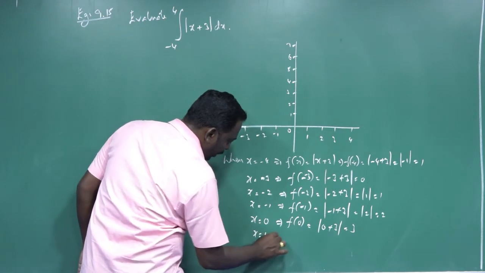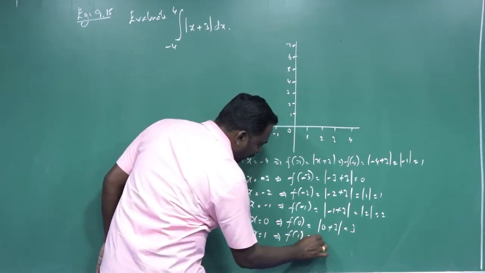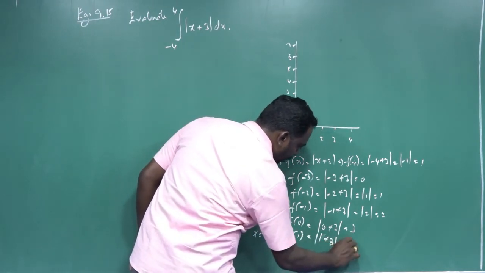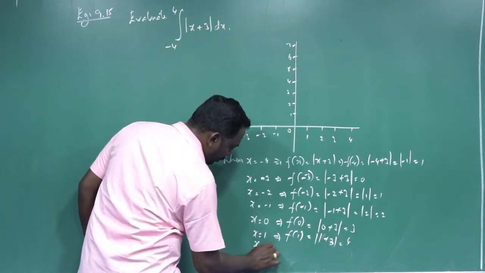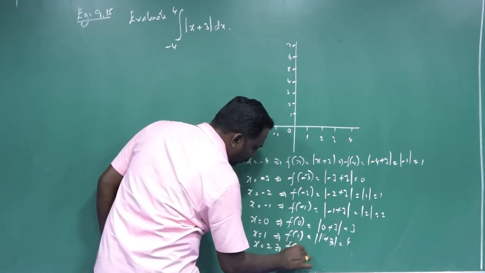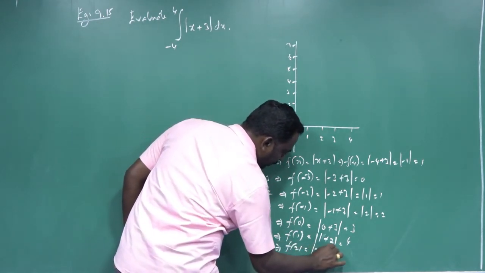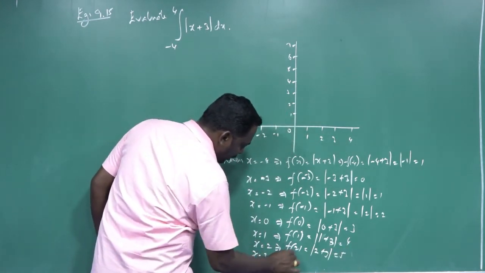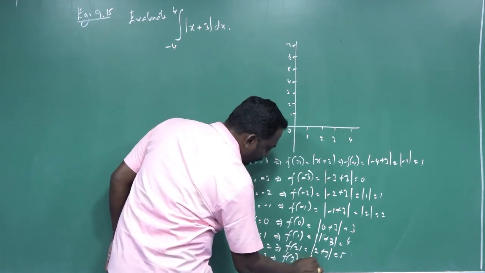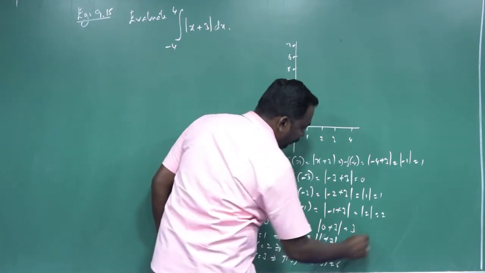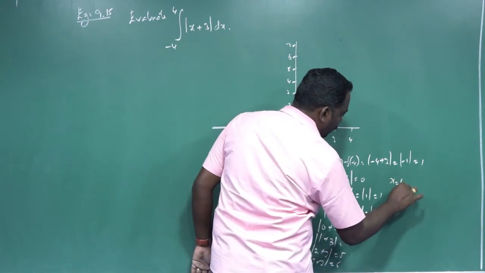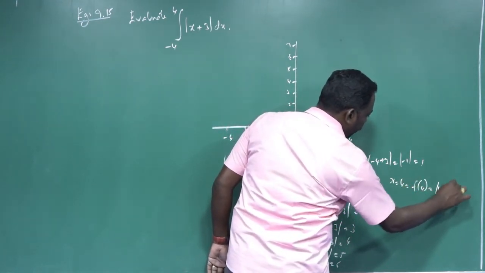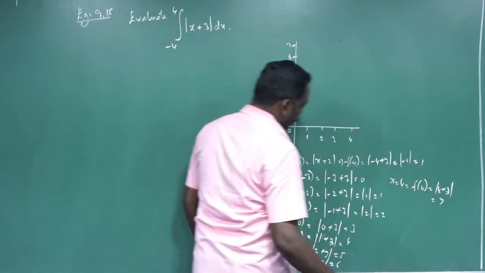Then put x equal to 1. That implies f of 1 is equal to 1 plus 3, that is equal to 4. And put x equal to 2. That implies f of 2 is equal to modulus of 2 plus 3, that is equal to 5. And put x equal to 3. That implies f of 3 is equal to 3 plus 3, that is equal to 6. Then x equal to 4. That implies f of 4 is equal to 4 plus 3, that is equal to 7.